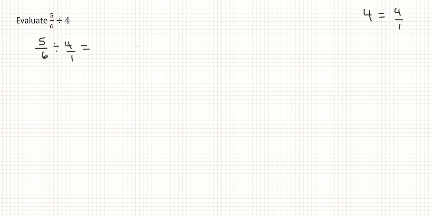And now what we need to do is remember, on the left side of the division symbol, we stay the same. On the right side, we flip positions and then we change the sign to a multiplication. And now we have multiplication across: 5 multiplied by 1 over 6 multiplied by 4. And then we have 5 over 24. And that's the simplest form.